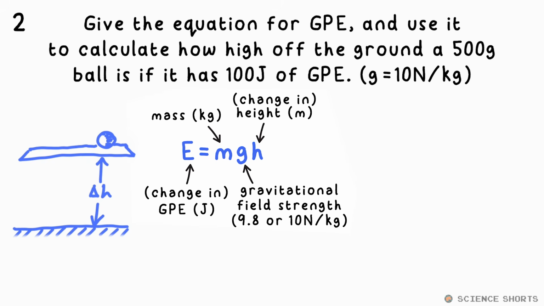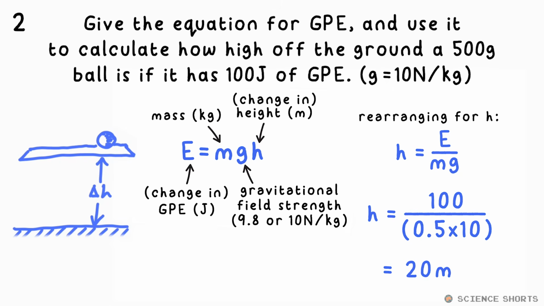The equation is E equals mgh. GPE equals mass in kilograms times gravitational field strength, or g, you might just say gravity as well, times height in meters. Rearranging for h, we get E divided by m times g. So 100 divided by 0.5 times 10.